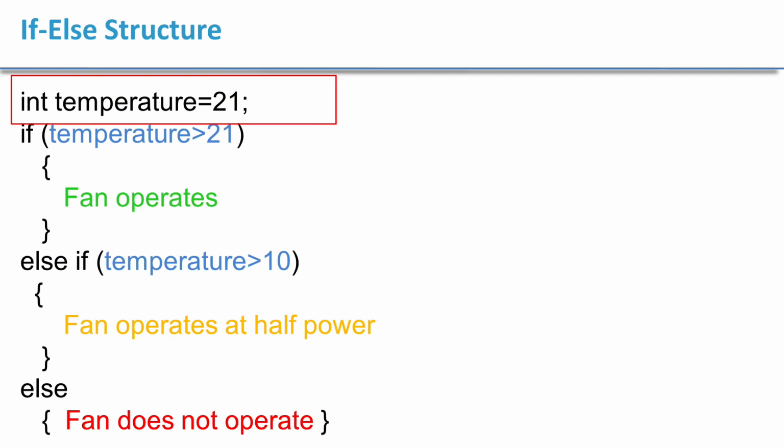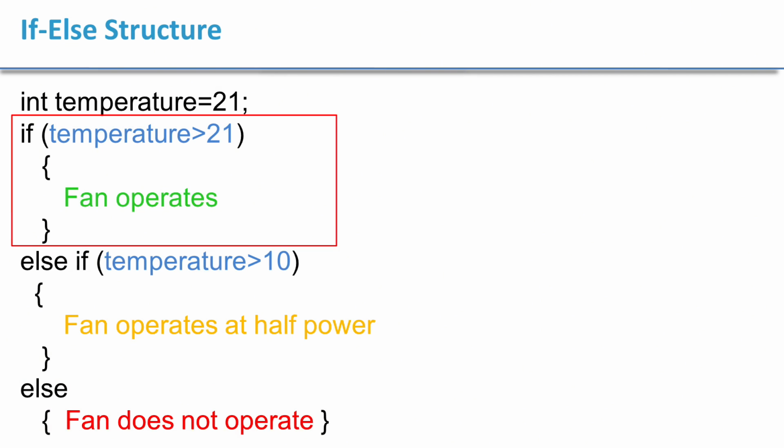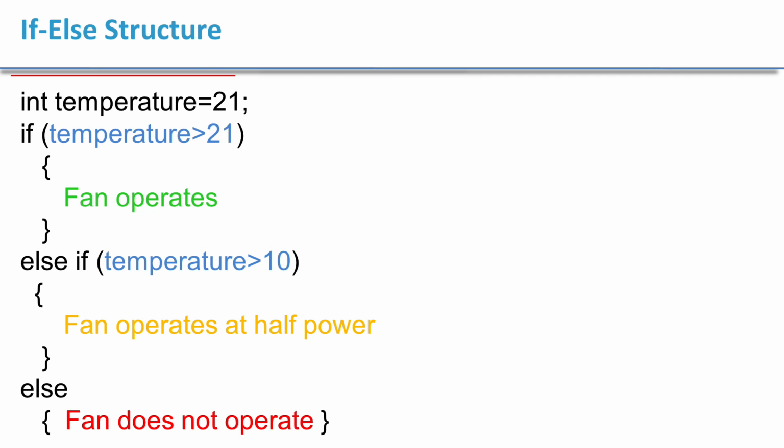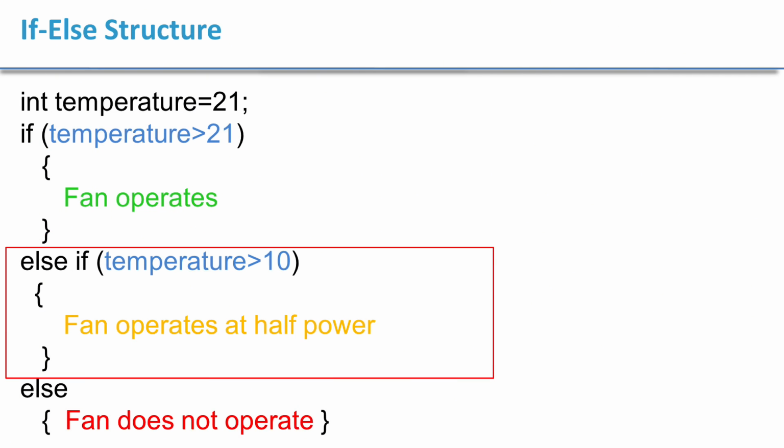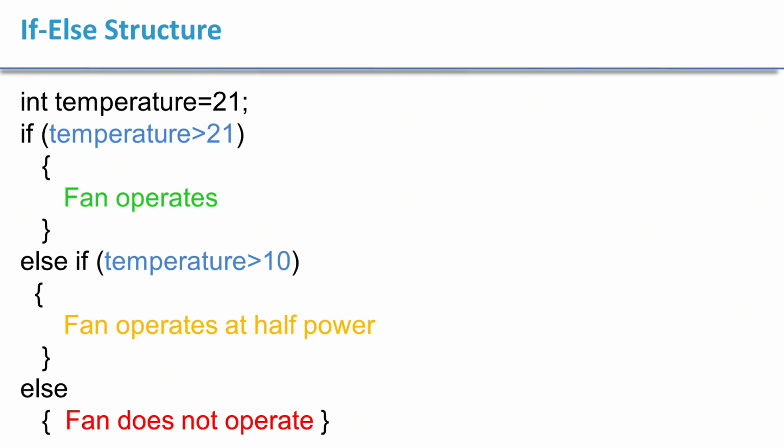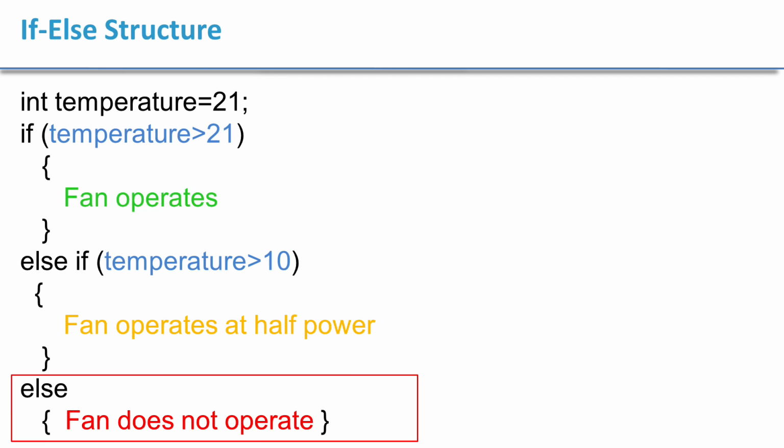Let's say the information we receive shows that the temperature is 21 degrees. The if condition first checks if the temperature is above 21 degrees. If the condition is true, the commands in this block are executed and the fan operates. However, since the temperature is exactly 21 degrees and not greater, the if block is skipped and the else if block is checked. In the else if structure, the condition of whether the temperature is greater than 10 degrees is checked. Since this condition is true, the commands here are executed and subsequent conditions are not evaluated. If this condition were also false, the else block would execute and the fan would be turned off.